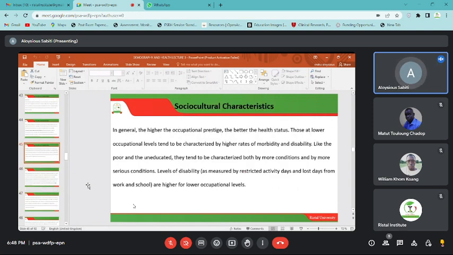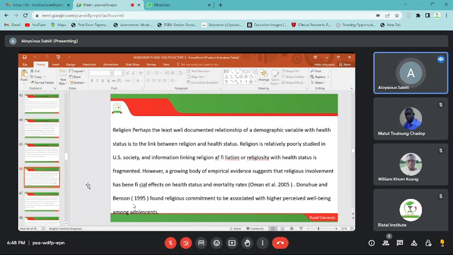Another characteristic is religion, perhaps the least well documented one. Linking religion to health status is one of the least documented relationships of a demographic variable with health status in demography. Religion is relatively poorly studied in the majority of our societies, so it is a little hard to link religion to health status.